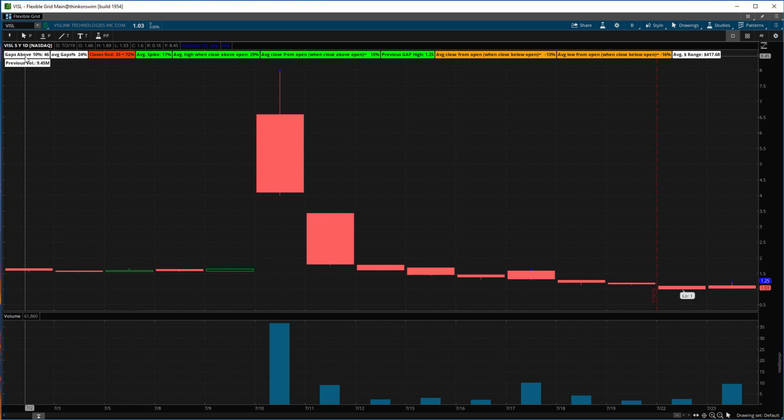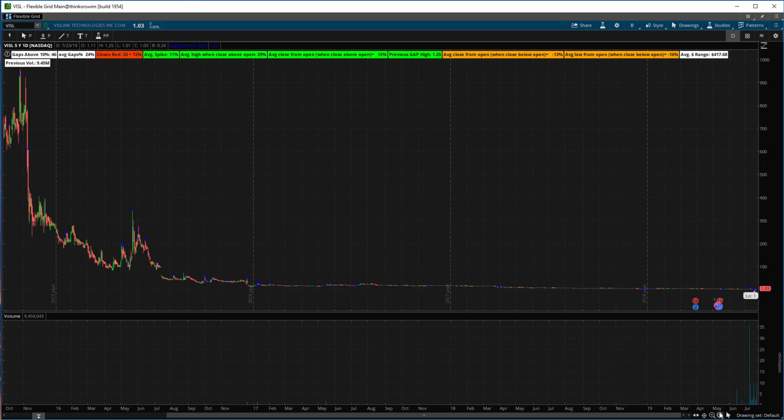As you see, I typed in if it gaps above 10%, this specific stock, VISL, and I check the past 5 years. You see 5 years' worth of data on the 1 day chart, and we have a total of 46 samples. So in the past 5 years, this stock gapped above 10% 46 times, and then we have all those specific kinds of stats.